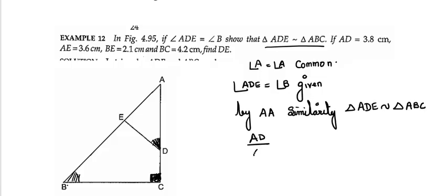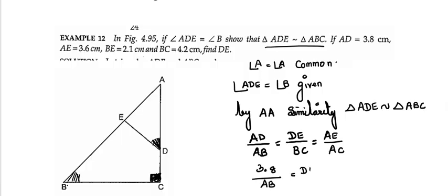So write AD by AB is equal to DE by BC is equal to AE by AC. What is given? 3.8. AB is given. No. DE not given. BC 4.2. AE 3.6. Oh, okay. They have given BE, which is 2.1. They have given this as 3.6. So AB we have to write, which is 5.7.